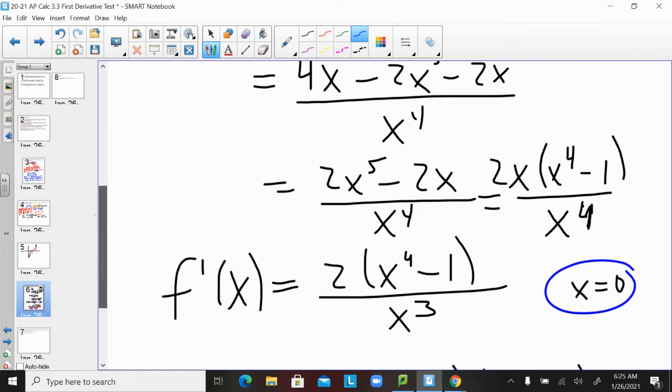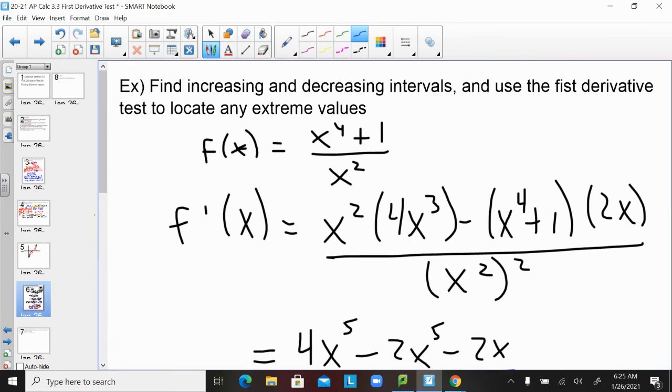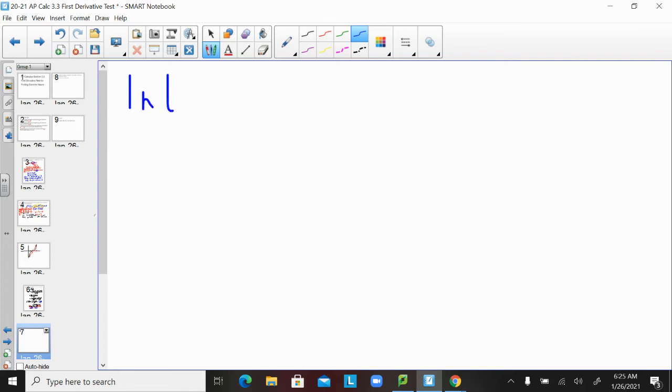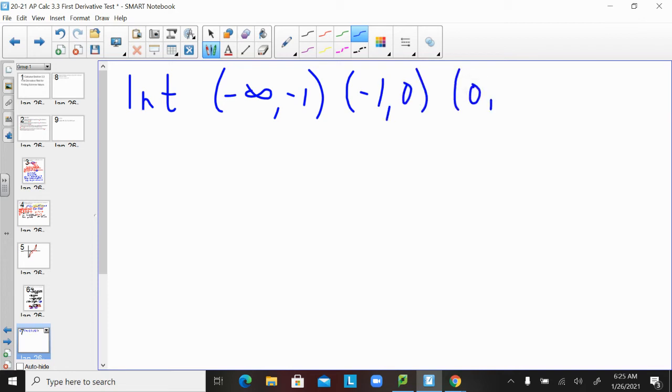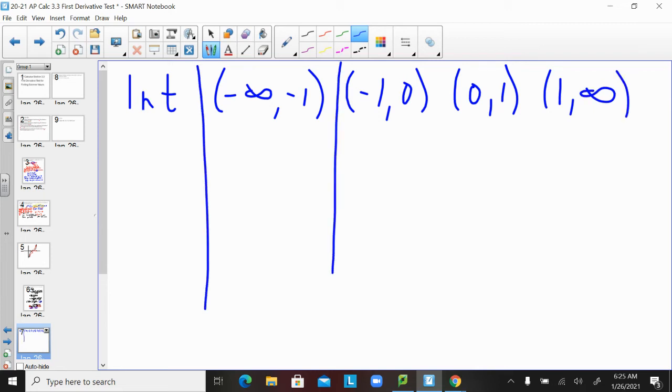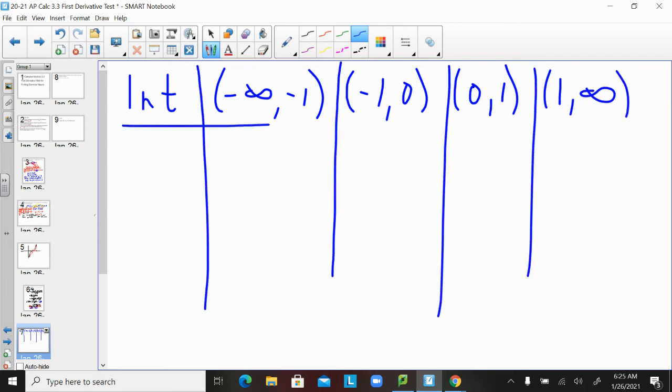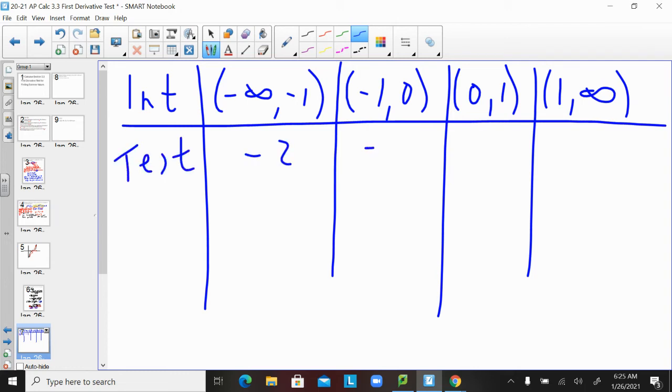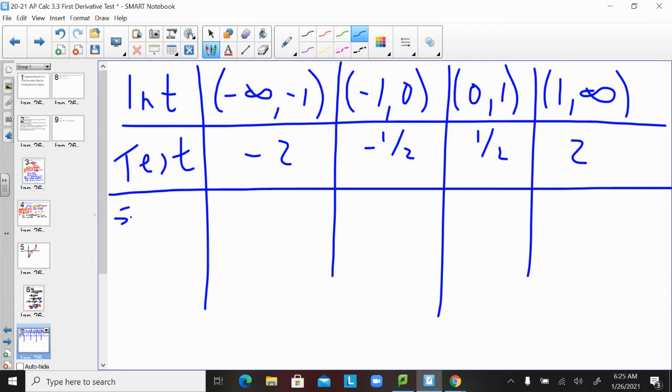So my critical numbers were negative 1, 1, and 0. So my table, my first interval is from negative infinity to negative 1. My second interval is from negative 1 to 0. My third one is from 0 to 1. And my fourth one is from 1 to infinity. I need a test value. I'll pick negative 2, negative a half, 1/2, and 2. Now, I need to take those 4 test values and figure out the sign of the derivative.